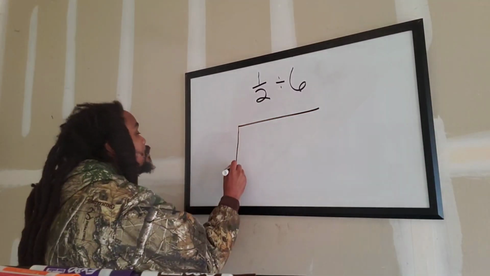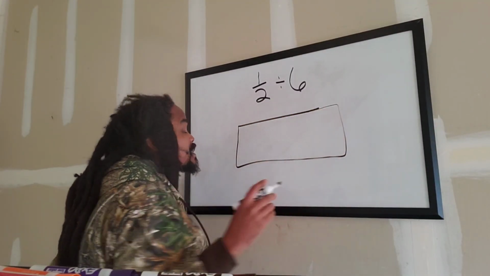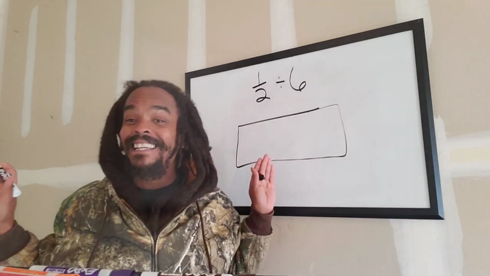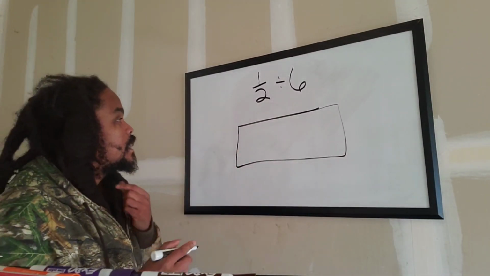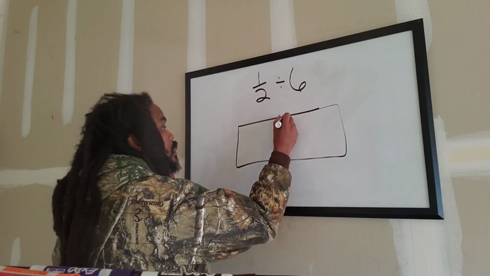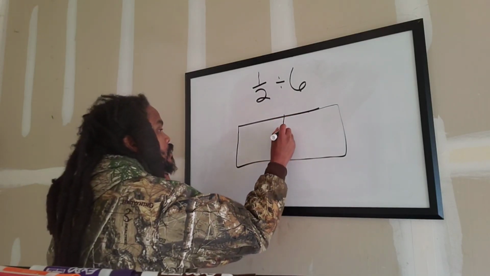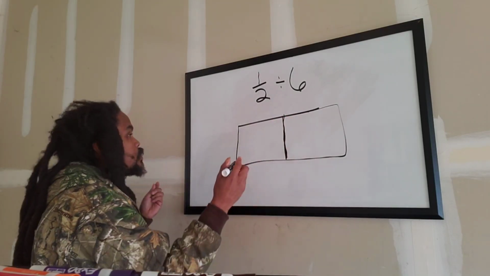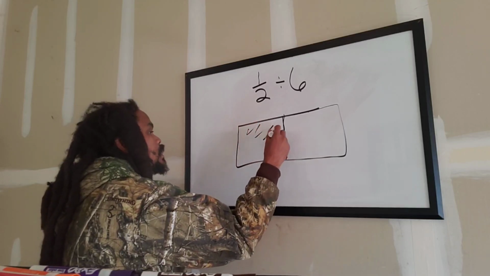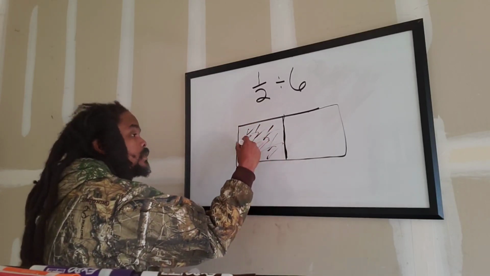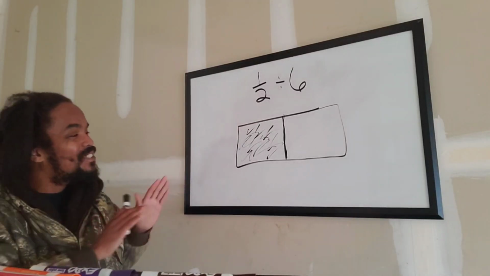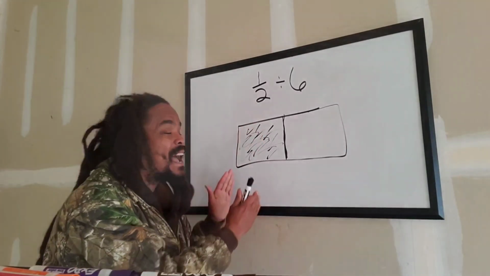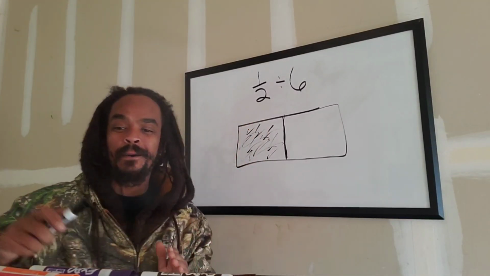Y'all know me, I love me some rectangles. Just keep it simple for me. All right, so let's take that 1/2 and represent that 1/2 first. Y'all should know by now, we're just going to break it down the middle. And let's go ahead and lightly shade, just to let us know what we're dealing with. Just 1/2. This is all we worried about right now, okay?